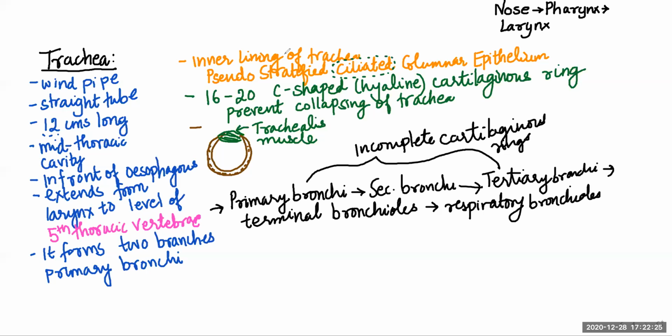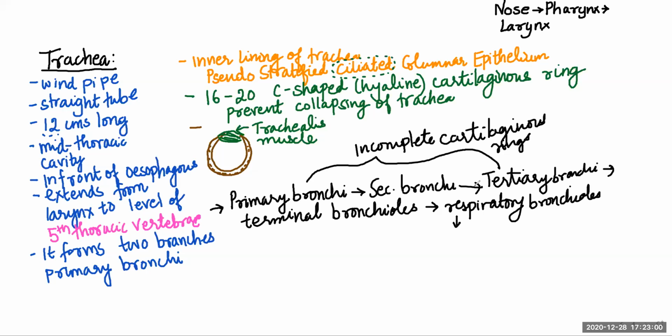It is lined by 16 to 20 C-shaped cartilages called hyaline cartilages. It divides to form primary bronchi, secondary bronchi, tertiary bronchi, terminal bronchi, and respiratory bronchioles. Respiratory bronchioles will further form alveolar duct, alveolar sac, and within that there will be alveoli. Right now, exchange of gases only takes place from the respiratory bronchiole downwards. So air from the nose to the terminal bronchiole.